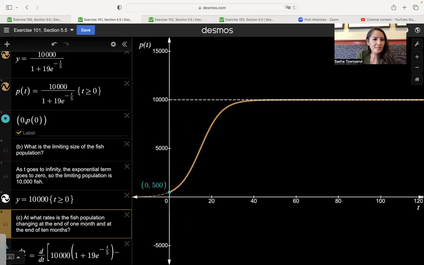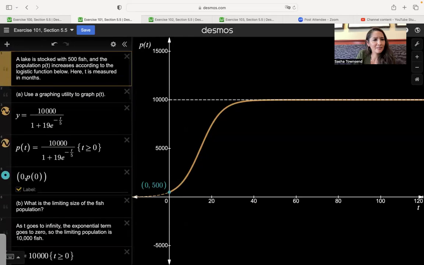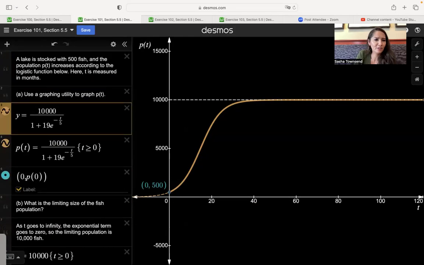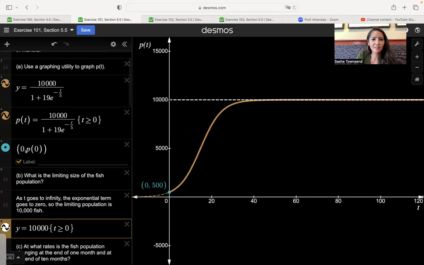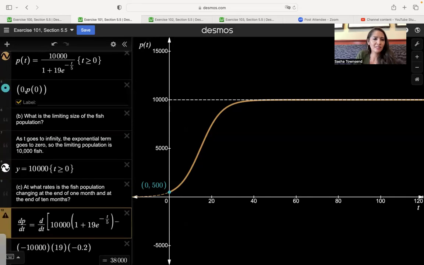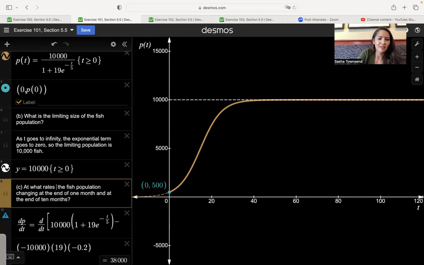Now part C asks us, this is part B. I wonder what part A was. Oh, part A was just to graph the function, and we did. Part B was to find that limiting size of the population, and part C says at what rate is the fish population changing at the end of 1 month and at the end of 10 months? And t is time in months, not years.